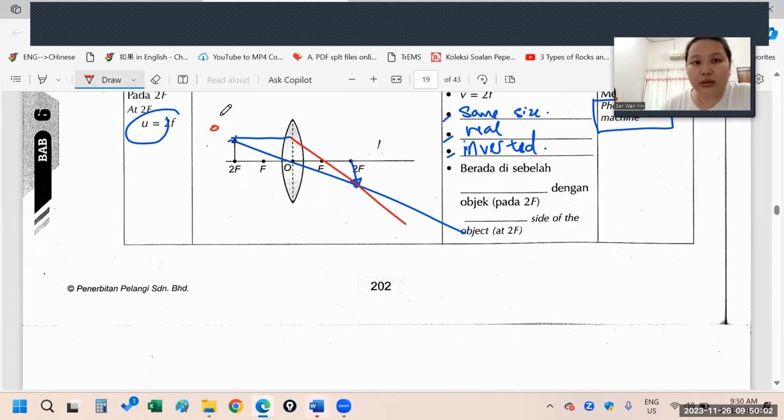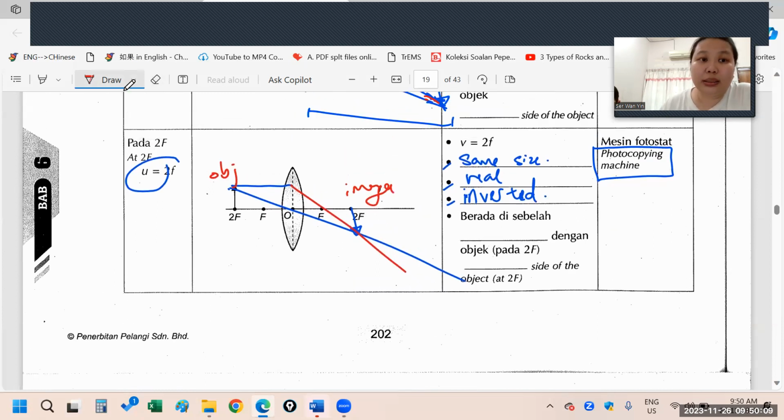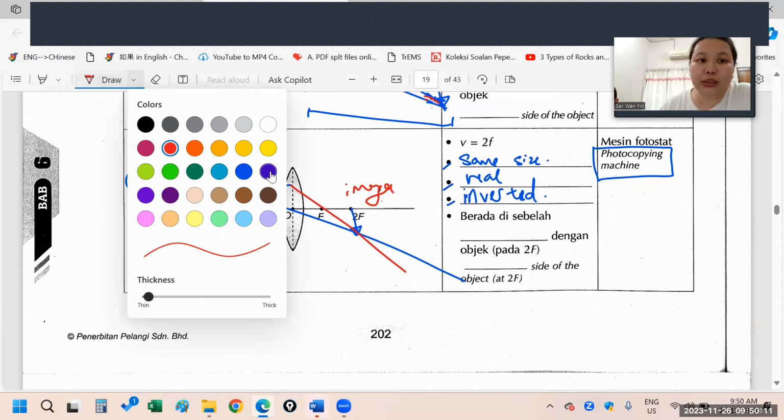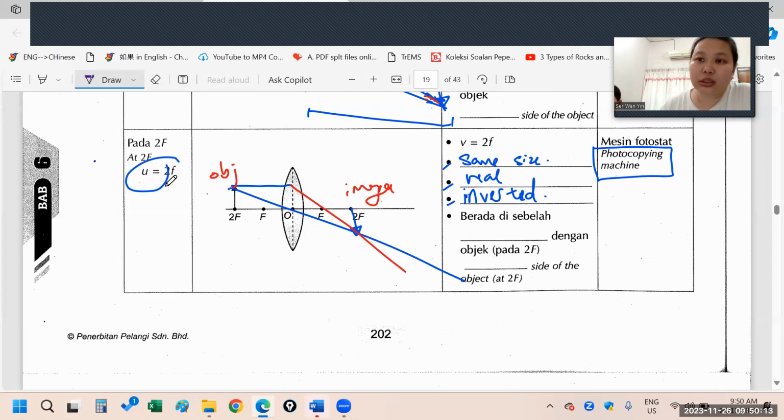Yeah, so this is object, this is image. Must label, right? So why is the diagram so important? Because if they ask a 4 marks question, I just draw the ray diagram, you get 4 marks. No need to say anything.